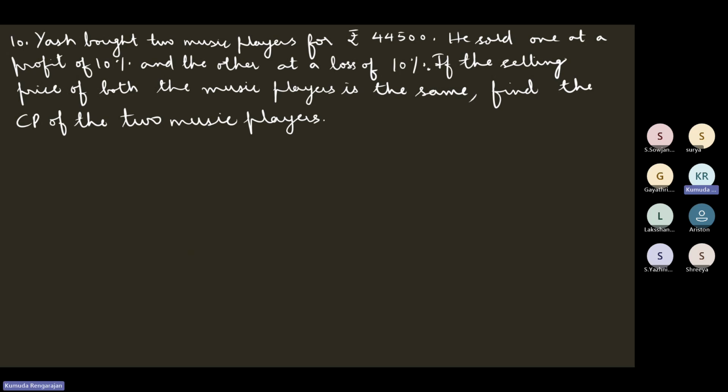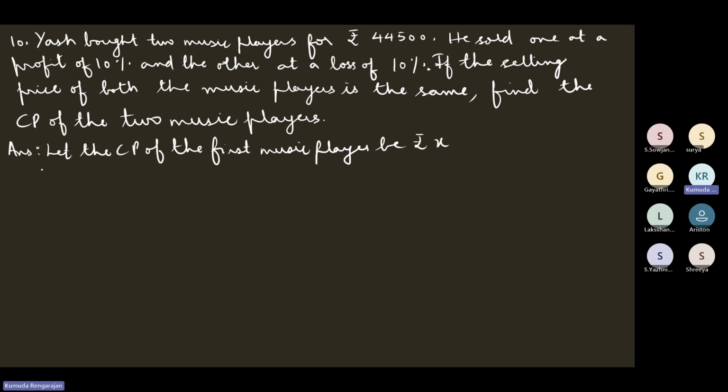So say let the cost price of the first music player be rupees X or Y, whatever. Therefore, the cost price of the second music player is equal to rupees 44,500 minus X.